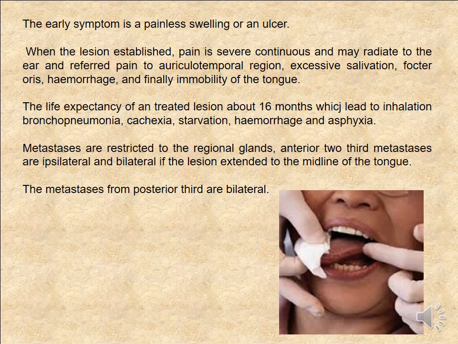Metastases are restricted to the regional glands. For the anterior two-thirds, metastases are ipsilateral, and bilateral if the lesion extends to the midline of the tongue. If it does not cross the midline of the tongue, there are ipsilateral metastases to the lymph nodes, but if it crosses, there will be bilateral metastases. The metastases from the posterior third are bilateral.